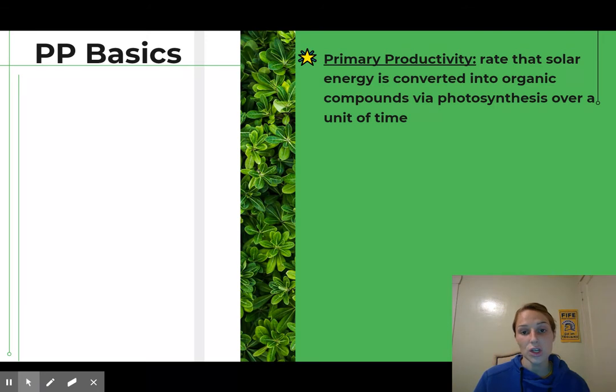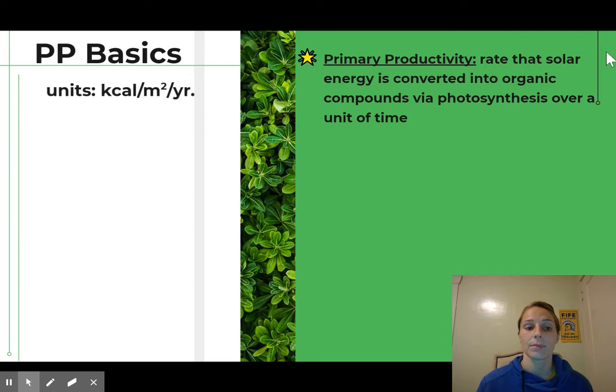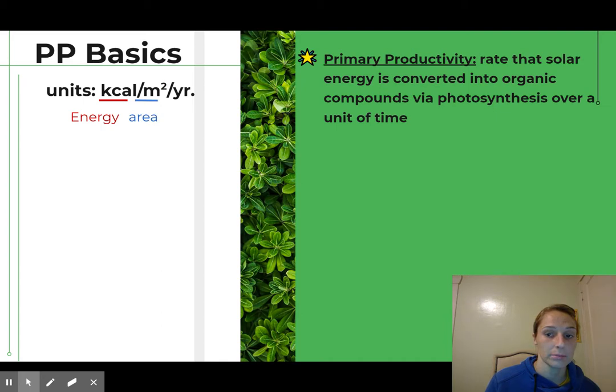Now, the definition of primary productivity is the rate that solar energy is converted into organic compounds via photosynthesis over a unit of time. Now, if we look at the units for primary productivity, one example would be kilocalories per meter squared per year. And again, that's going to be energy in an area over a unit of time, which relates back to that definition of primary productivity.